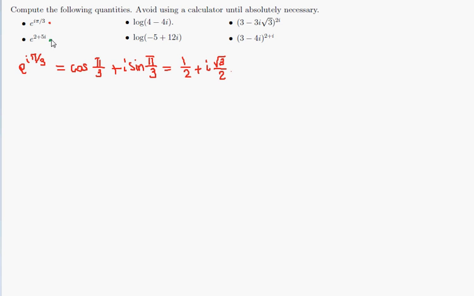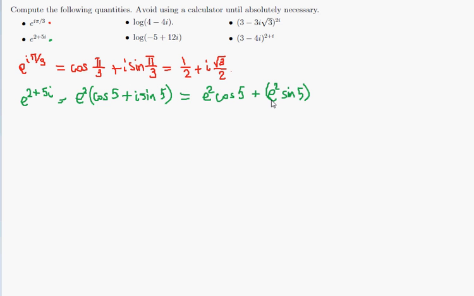Next, let's do the one in green down here, e to the 2 plus 5i. So same idea, e to a complex number. By definition, this is equal to e squared times cosine of 5 plus I sine 5. And the 5 here means 5 radians, not 5 degrees. So we have e squared times the cosine of 5 radians plus e squared times the sine of 5 radians, and that times I. So that is the answer. There's no particular shortcut to doing this without a calculator, so let's go ahead and do that.